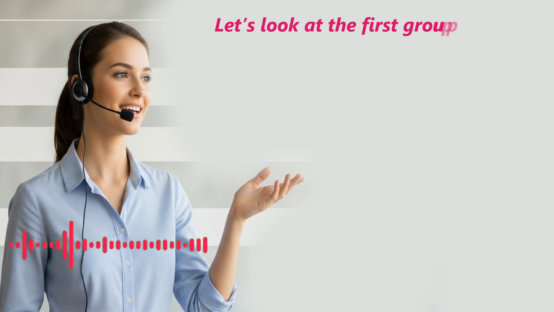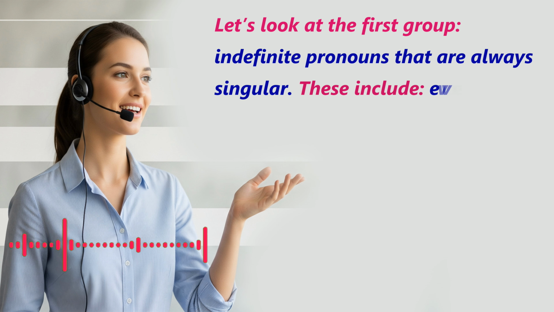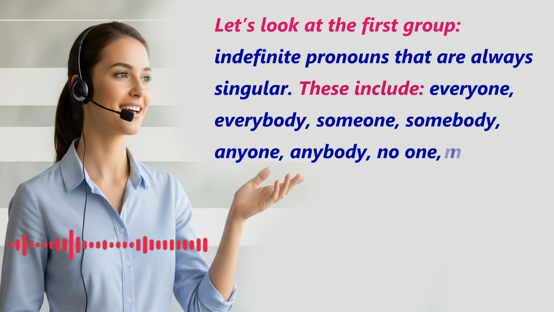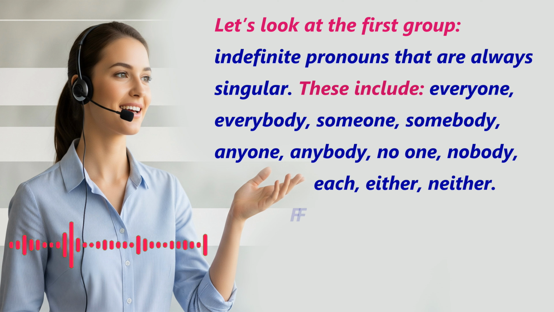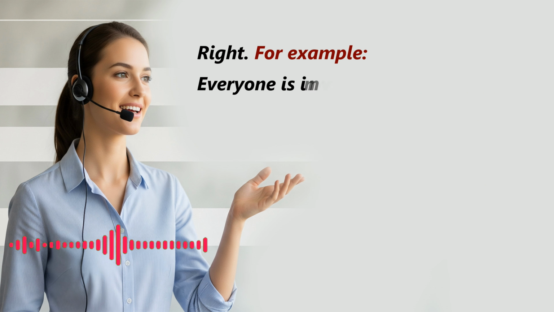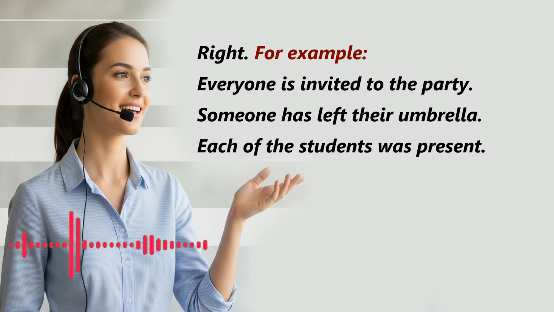Let's look at the first group, indefinite pronouns that are always singular. These include everyone, everybody, someone, somebody, anyone, anybody, no one, nobody, each, either, neither. For all of these, we use a singular verb. Right, for example, everyone is invited to the party. Someone has left their umbrella. Each of the students was present.